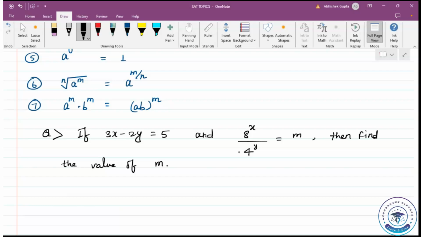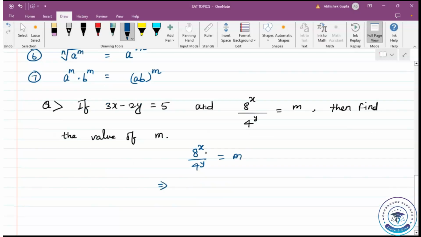What we will do here: 8 can be written as 2 cube, 4 can be written as 2 square. So we write 8 exponent x over 4 exponent y is equal to m. This implies that 8 can be written as 2 cube to the exponent x, divided by 4 written as 2 square to the exponent y, is equal to m.